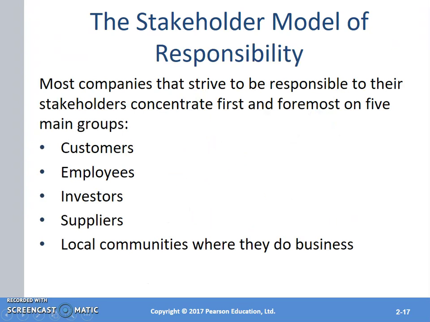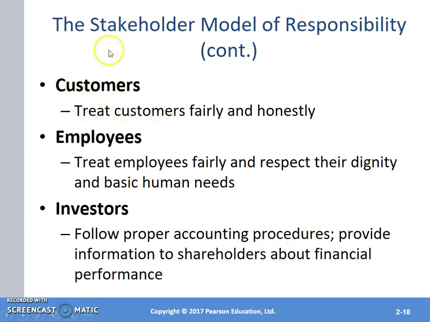When we talk about the stakeholder model of responsibility, these are the stakeholders that we already mentioned earlier. For the customers, how do we fulfill the responsibility? We have to treat the customers fairly and honestly. We have to tell them about the quality of our product, how the product functions, what the cost is, and there is no hidden cost. That is how we fulfill the social responsibility to our customers.